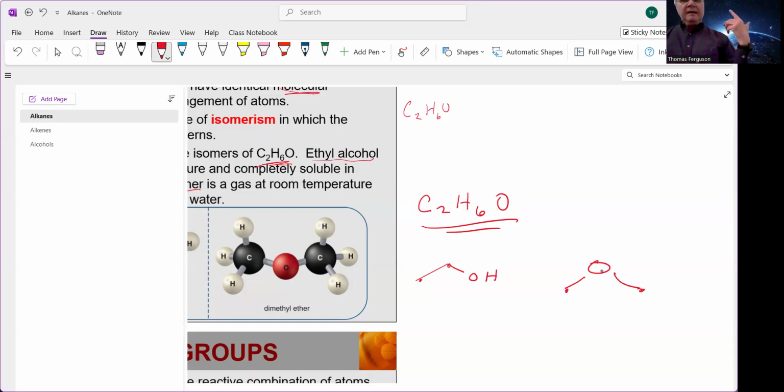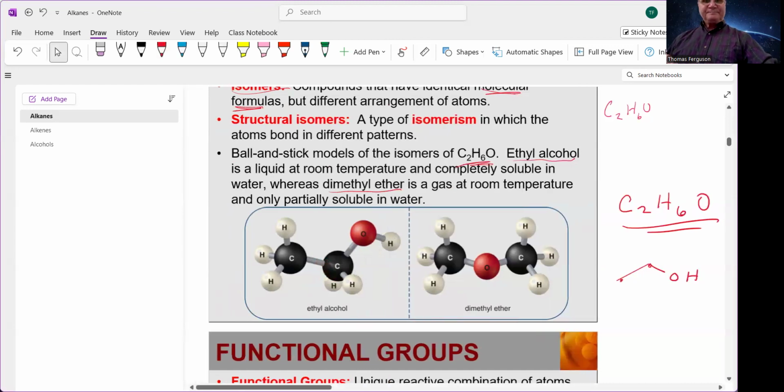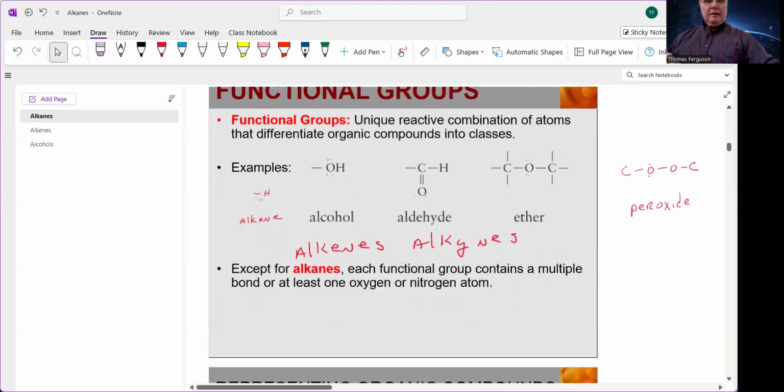So isomerism, again, is a topic we're going to be covering throughout the semester.